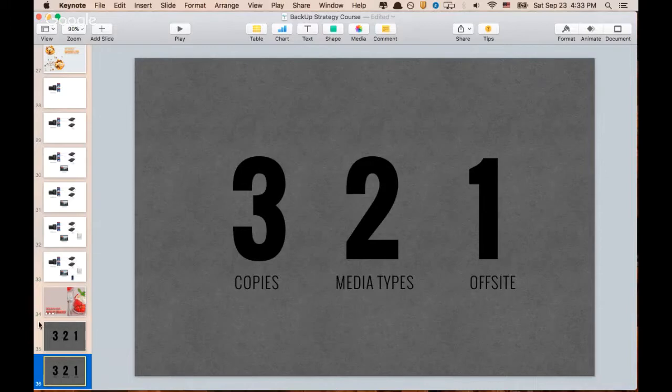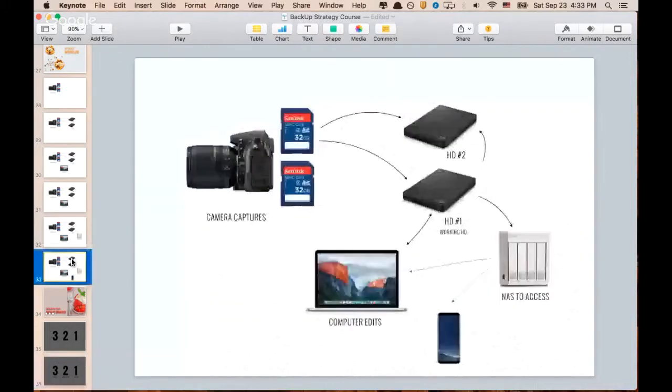So let's break that down. I have 3 different copies, do I have those? So copy number 1, copy number 2, copy number 3. Do I have 2 different media types? So this is media type number 1, which is hard drive, and this is media type number 2, which is NAS. So I have that too. Now what about offline? Do I have something offline? So in this case, I do not have something offline that I consistently or on an ongoing basis update. So that is definitely one piece that is missing in my workflow that I plan to bridge in the coming weeks.